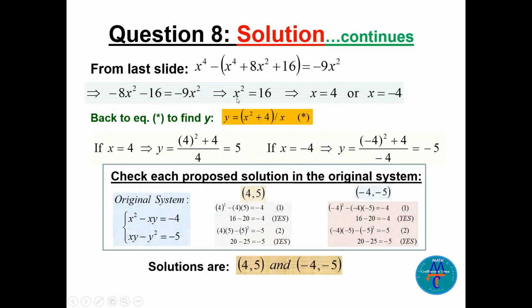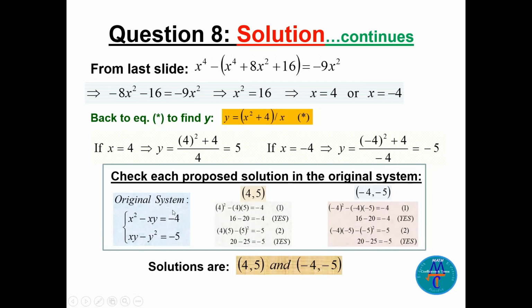Simplify the equation, and you will get easily x squared is equal to 16. So x can be 4 or x can be minus 4. Now to find y, let's go back to equation star because it's ready. You can go to equation 1 or equation 2 also. So y will be x squared plus 4 divided by x. Put x equals 4, you will get y equals 5. Check it, please. Put x equals minus 4, you will get y equals minus 5. So in every nonlinear system, you have to check each proposed solution in the original system.